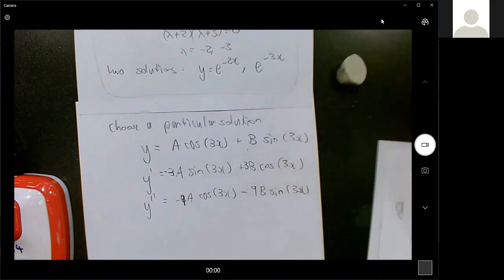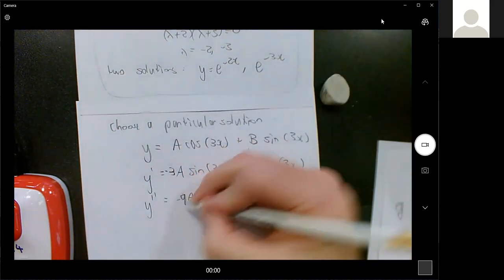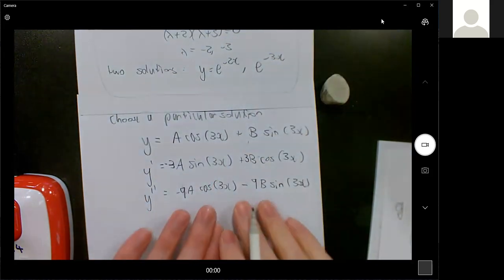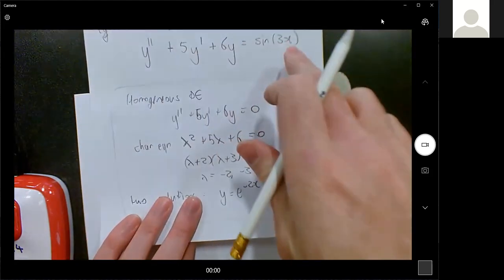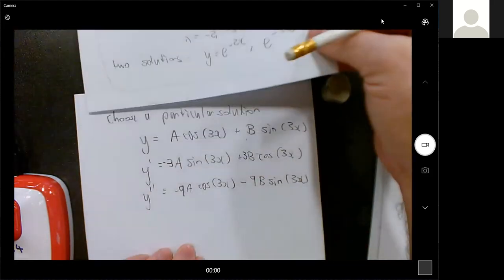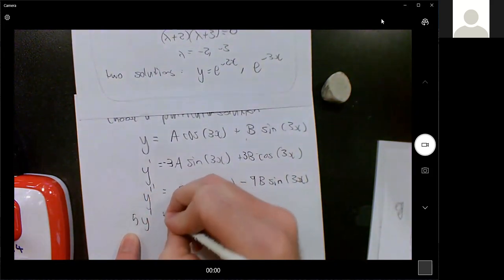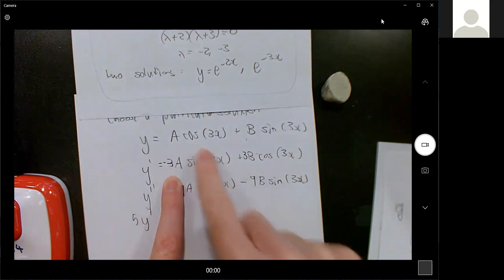Okay, so there's my y dash, there's my y double dash. What I actually need to do now is put this back into the original equation to find whichever of them is the right one that makes it come out to sine of 3x. And so I need 5 of y dash, which will make this a 15 if we multiply by 5. But I'm just going to put it over there with the signs if that's okay.